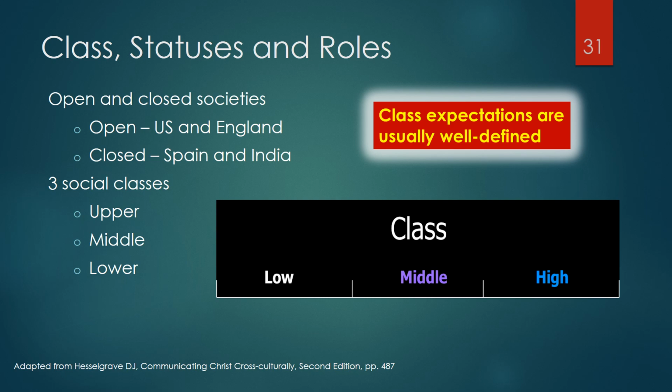The United States and England would be considered open societies, where India and Spain are more closed. Generally, there are 3 social classes in each community: upper, middle, and lower. Class is associated with certain behavioral expectations and is fairly well defined. For example, a person living in a certain part of town may be associated with a certain social class. Certain jobs may be associated with class. A physician or lawyer may be considered upper class in some communities, where other jobs may be associated with the middle or lower social classes.